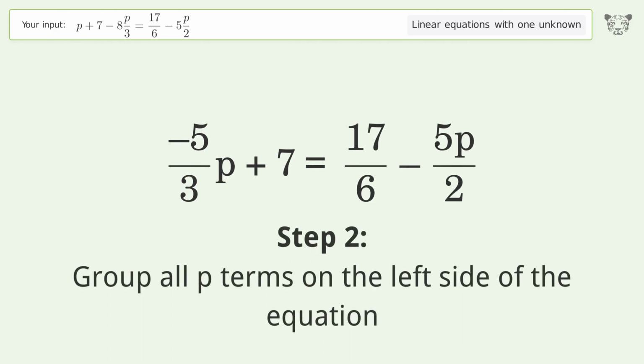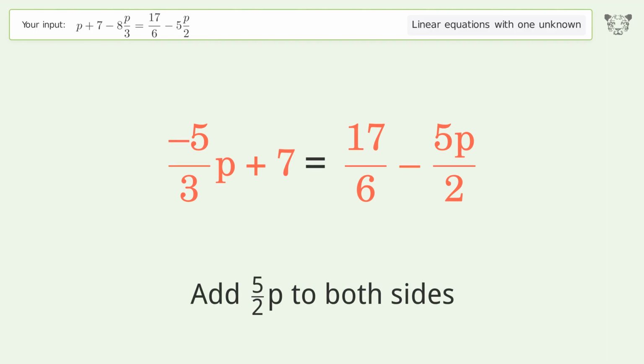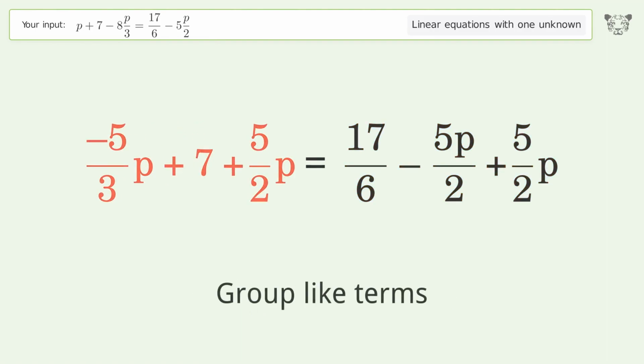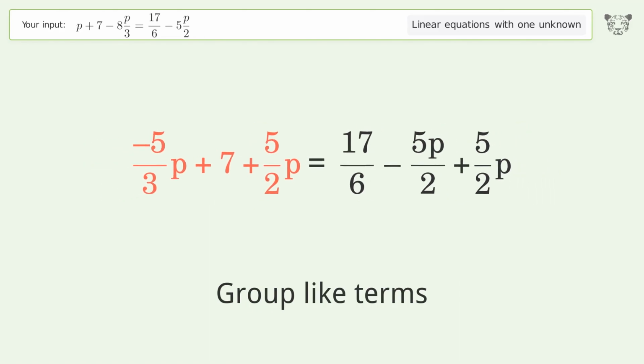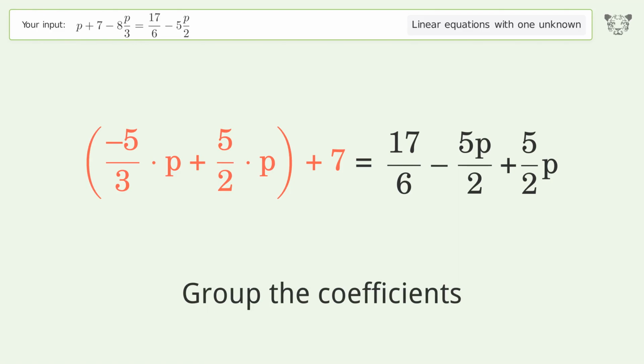Group all p terms on the left side of the equation. Add 5/2p to both sides. Group like terms. Group the coefficients.